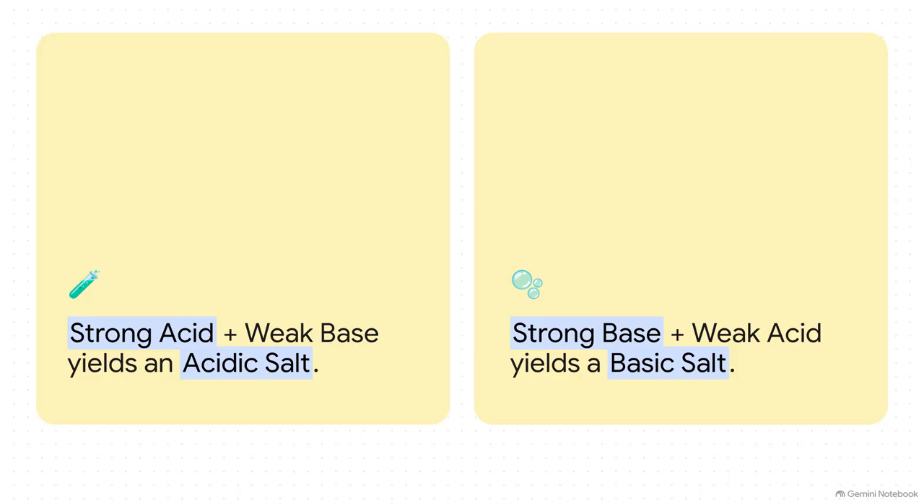If a strong acid reacts with a weak base, the acid wins the tug of war, and you get an acidic salt. Conversely, if a strong base overpowers a weak acid, the resulting salt leans basic, giving you a basic salt. It all comes down to who's stronger.